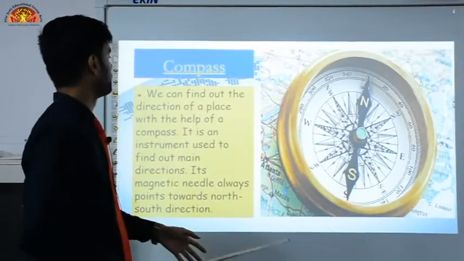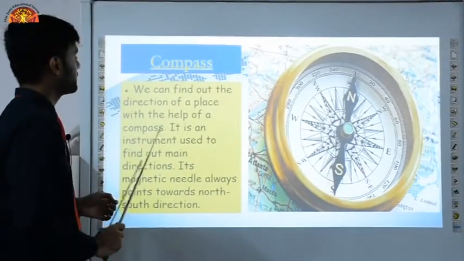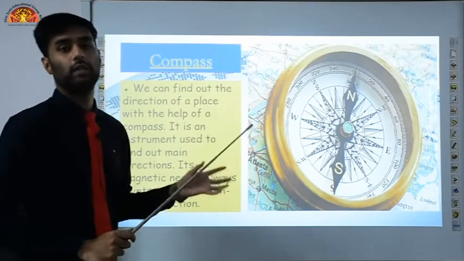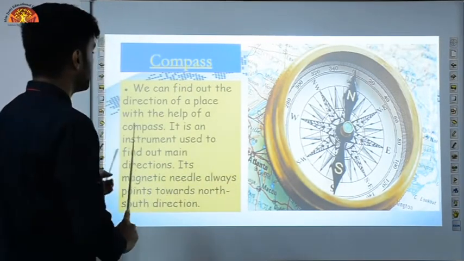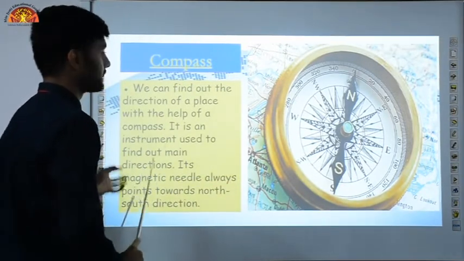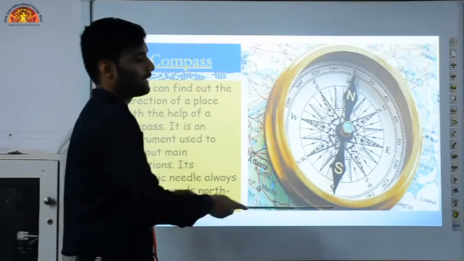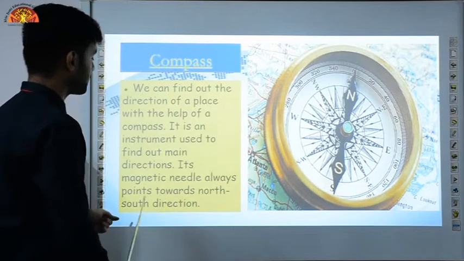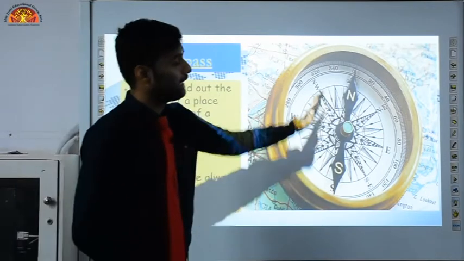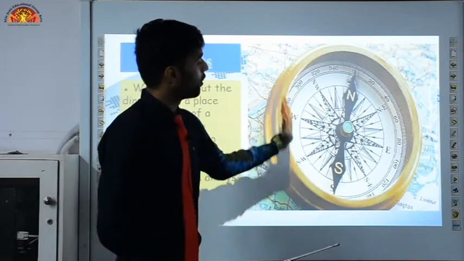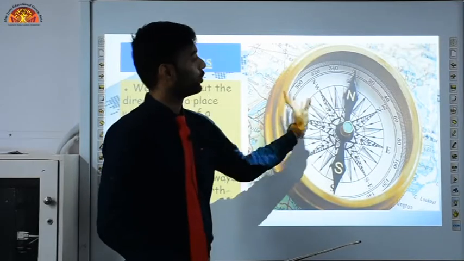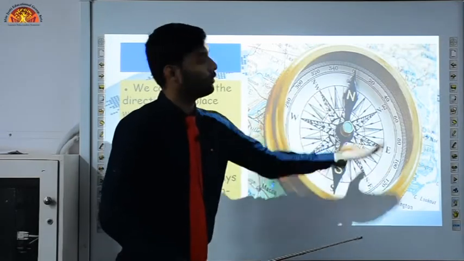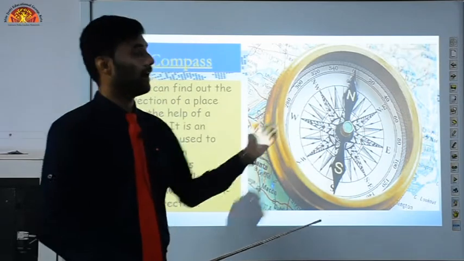Now, compass. We can find out the direction of a place with the help of a compass. A compass is a tool that we use to find directions. It is an instrument used to find out main directions. And how do we do so? A compass has a magnetic needle, which always points toward the north-south direction. Meaning the needle in the compass will always point towards the north. So you adjust your compass and then you can find out which directions are there.